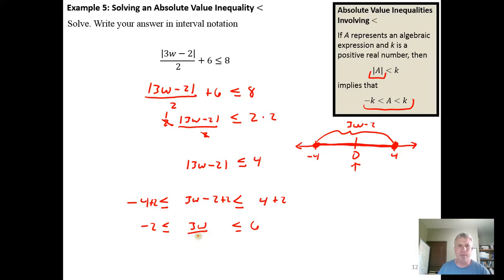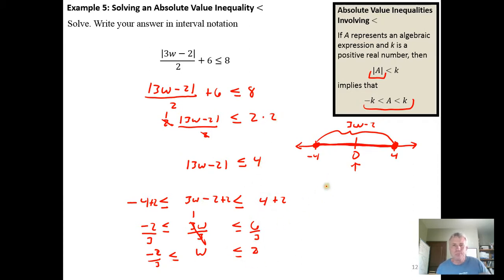And then we would divide by 3. Make sure I wrote everything right. Divide by 3, divide by 3. And this gives me negative 2/3 less than or equal to w, because 3 divided by 3 is 1, I get 1w is less than or equal to 2. 6 divided by 3 is 2. Just double check my work real quick. I did 8 minus 6 to give 2, multiplied by 2 to get 4, added 2. I think it looks good.